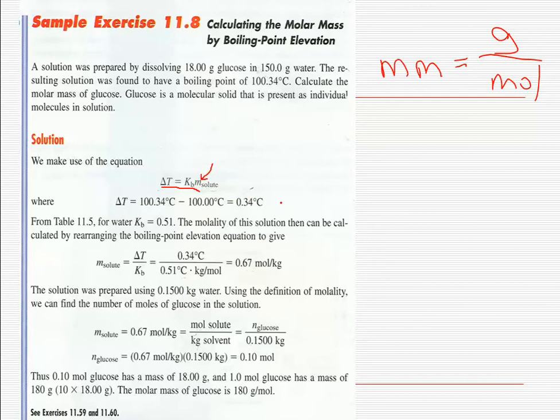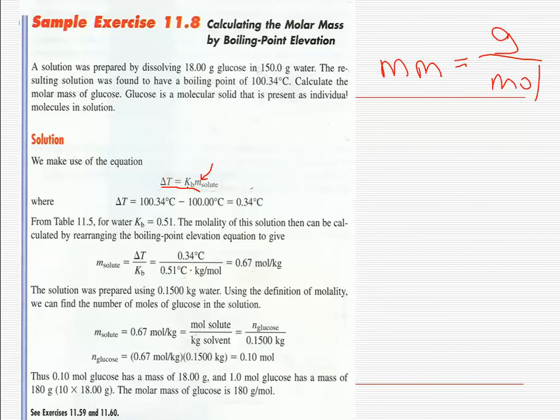Again, like I talked about with vapor pressure, be careful of the wording. What do they want you to find? Okay, sometimes they might want to know the boiling point elevation. Sometimes they might want to know the new boiling point, so keep that in mind. Okay, back to what we were doing. So we can plug in this for the delta T.